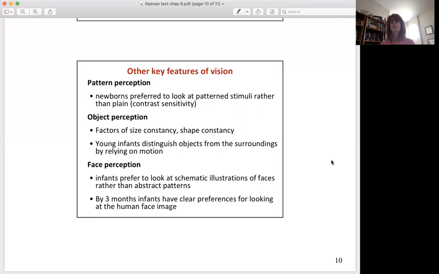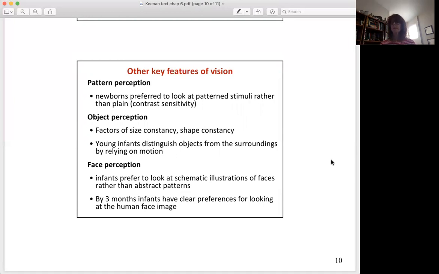Object perception depends on the size and the shape and the consistency. And young infants can distinguish objects from the surroundings by relying really on motion. Facial perception, infants prefer the schematic illusions of faces. In other words, if you put a face pattern up as opposed to an abstract pattern, the preference for an infant will be face.